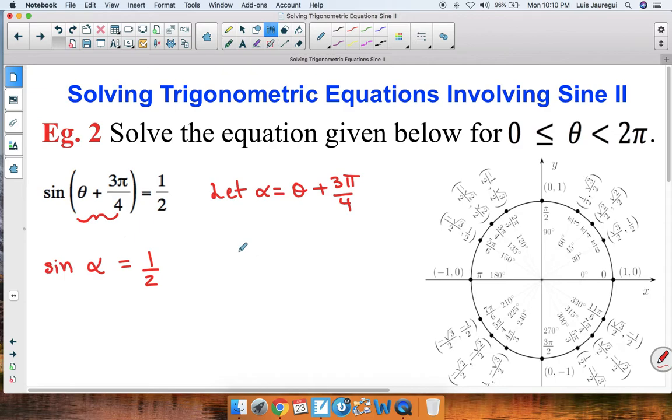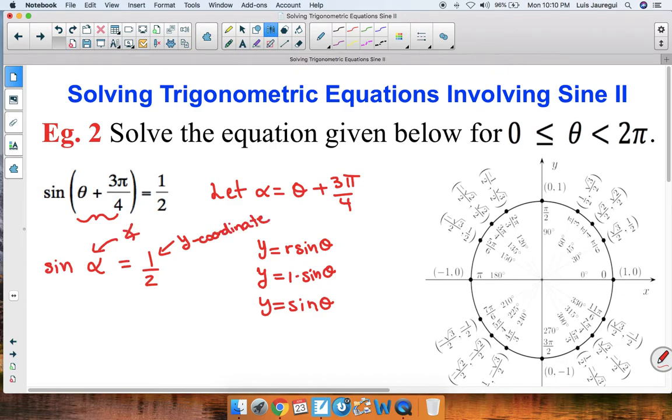Now, remember one more time that y is equal to r sine of theta. And on the unit circle, you have that y is equal to 1 times sine of theta, or equivalently, y is equal to sine of theta. So we're looking for any angles whose y-coordinate is equal to 1/2. So what are those angles?